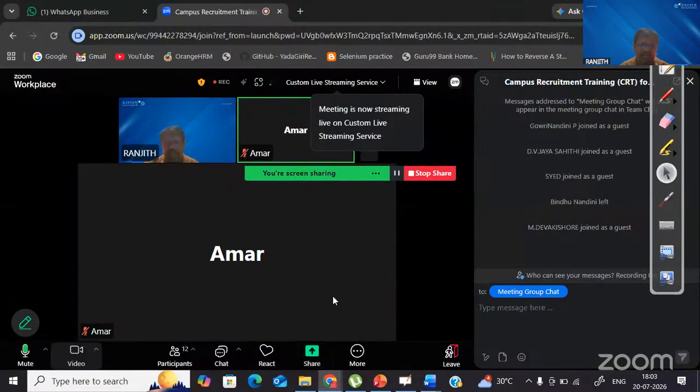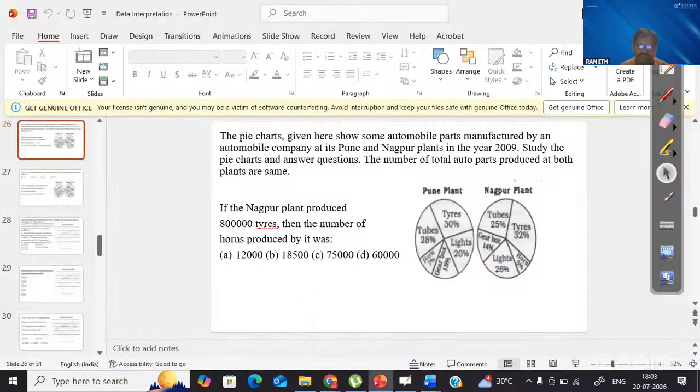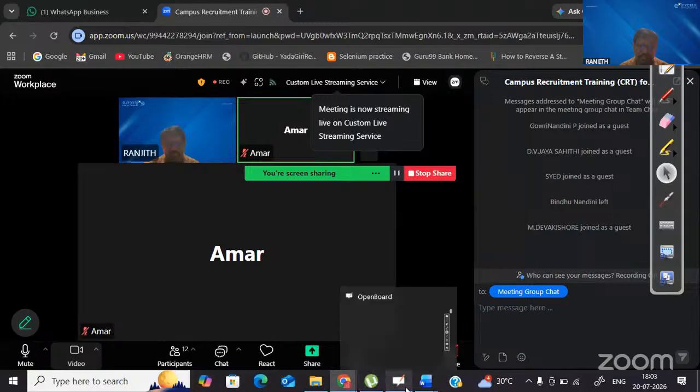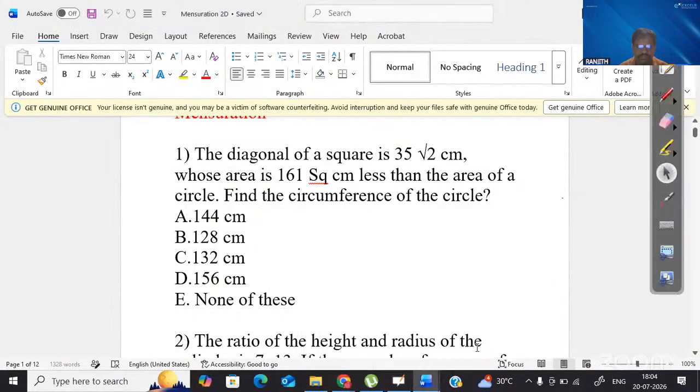So what is the answer here? The diagonal of square is 35 root 2 centimeter whose area is 161 square centimeter less than the area of circle. Find the circumference of circle. So what will be the answer? The diagonal of square. What is the diagonal of square?